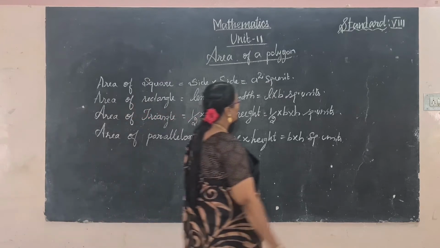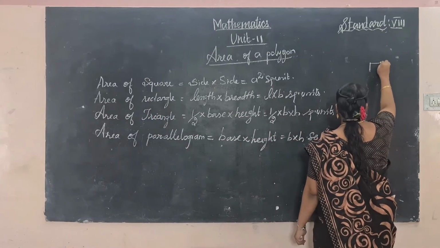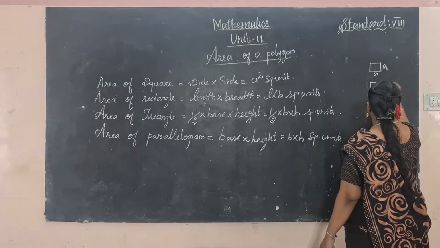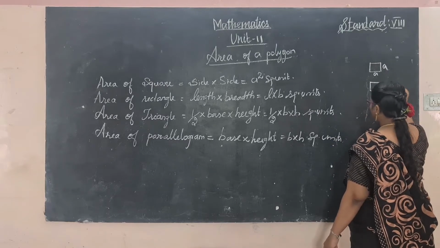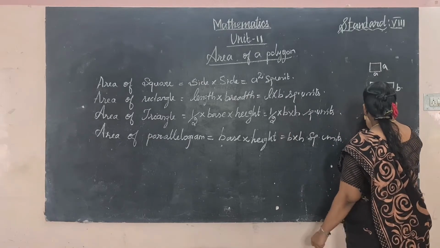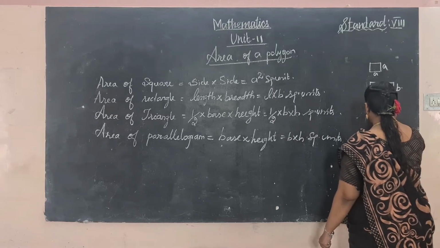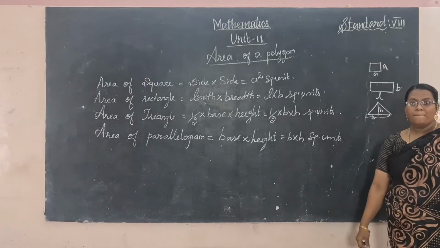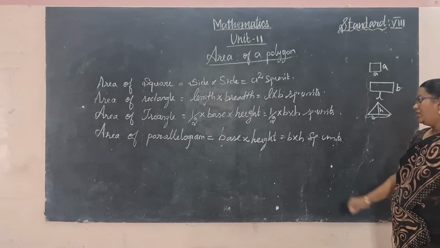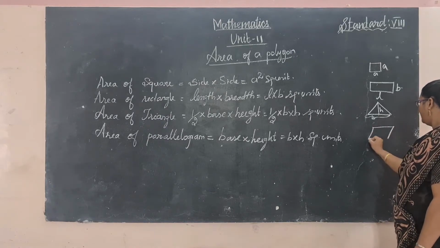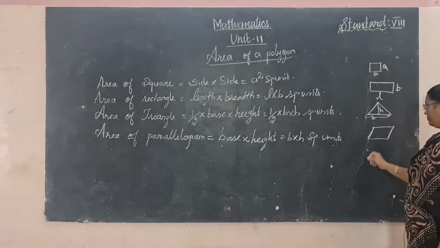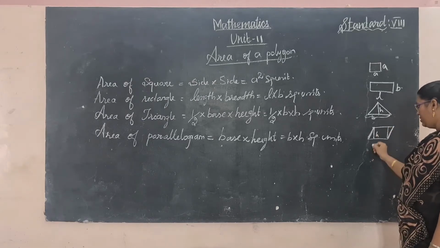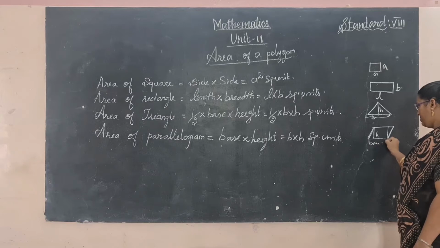Is it? Area of the square, side into side, A into A. Okay, and then rectangle, length into breadth. And triangle, height, base B, half into base into height, square unit, and the area of the parallelogram. This is height, these are equal. So height and base, B.